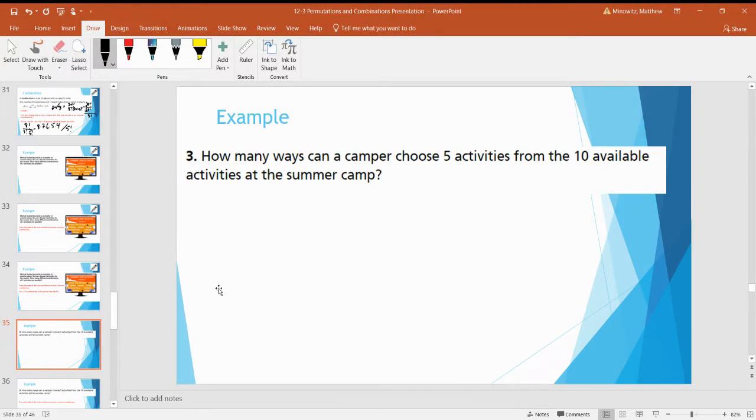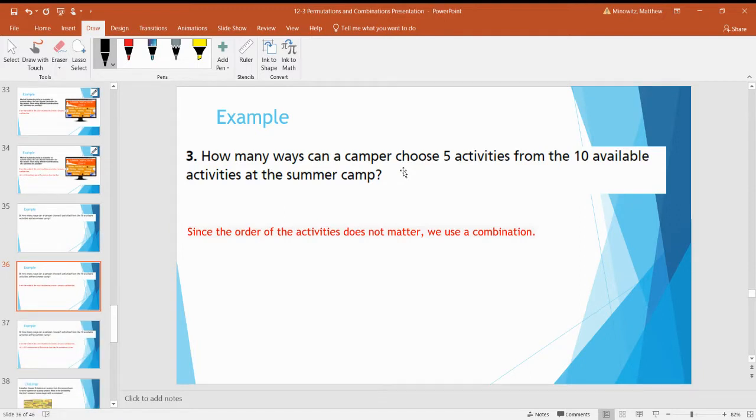Here's another one. I would recommend you pause the video. Okay, let's take a look. How many ways can a camper choose 5 activities from the 10 available activities at the summer camp? When I see this word choose, it means make a combination. It doesn't tell me in this problem that they want to pick something first, second, or third. It just says pick a group of 5. Lots of words in these word problems tell me whether order is going to matter or not.